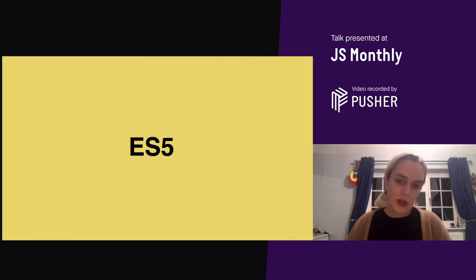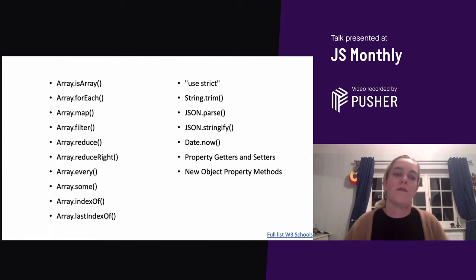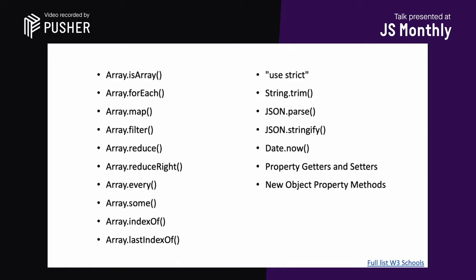So I'll start with ES5. That was released in 2009. And the biggest thing that came out of that release was we basically got a whole load of funky array functions. I'm a millennial, so I only got started fairly recently in JavaScript in comparison. So to me, I find it really strange that these functions that I use every day in my job didn't exist pre-2009.